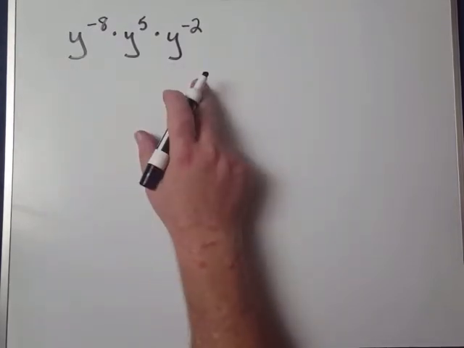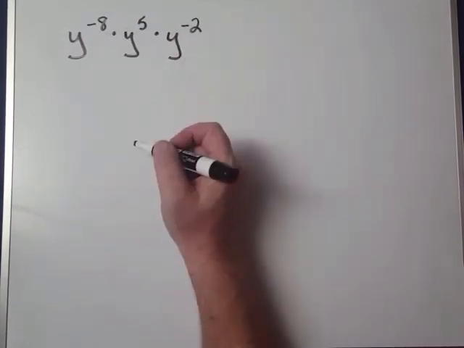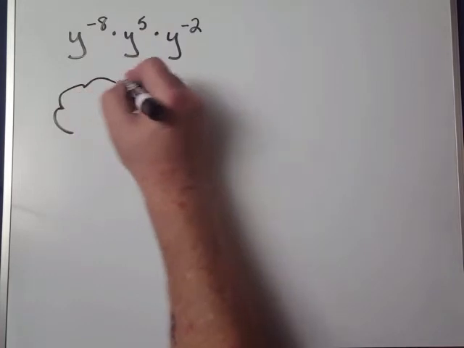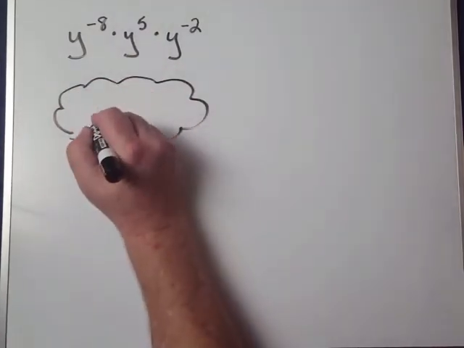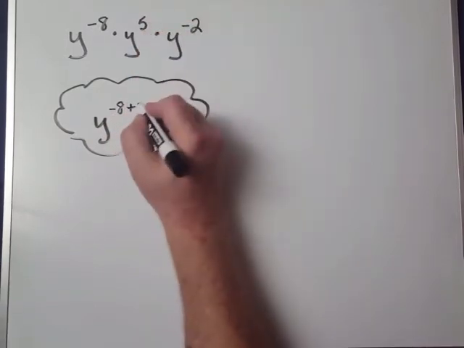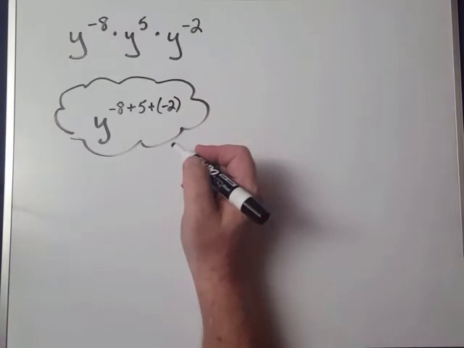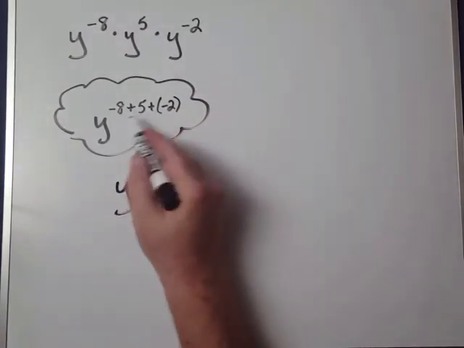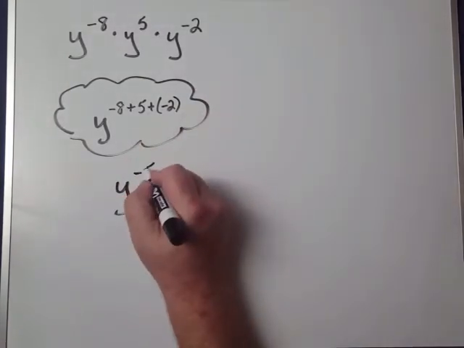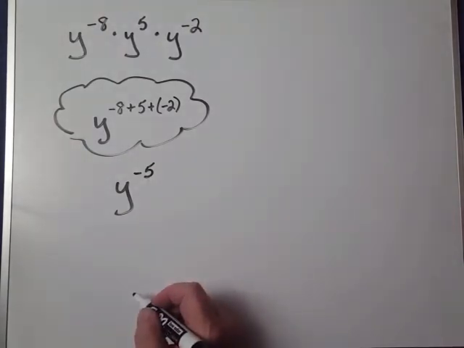One way to work this problem is to say, all I have here is a product of like bases. All I have to do is add these exponents. And so, at least in my head, I'm going to add the exponents. This will be y to the negative 8 plus 5 plus negative 2, which is y to the negative 5. And I have a final answer without a negative exponent.